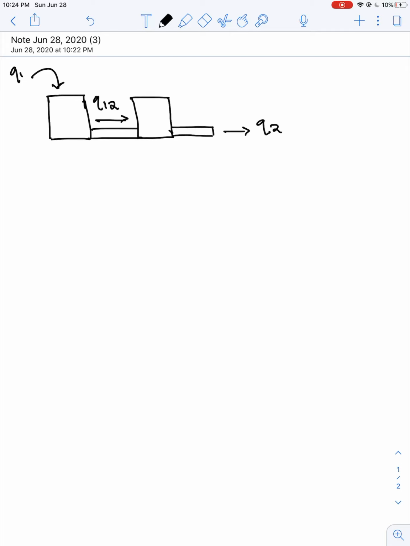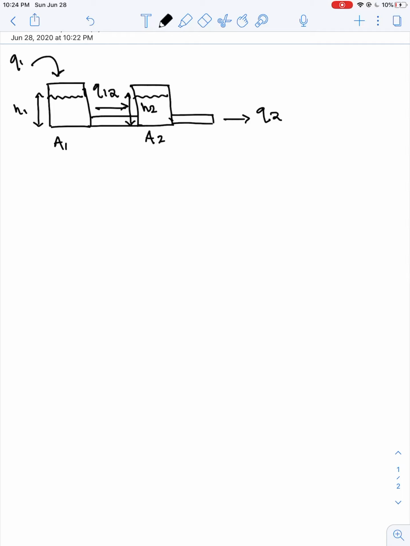And so a few other things you need to consider is that the height of the fluid in each tank can be just labeled as H1 for tank 1 and H2 for tank 2. Now that we have these defined, another thing we need to consider is that this has a cross-sectional area A1, this has a cross-sectional area A2. And this is given in the problem statement as 1 meter squared, and the cross-sectional area of tank 2 is 1.5 meters squared.